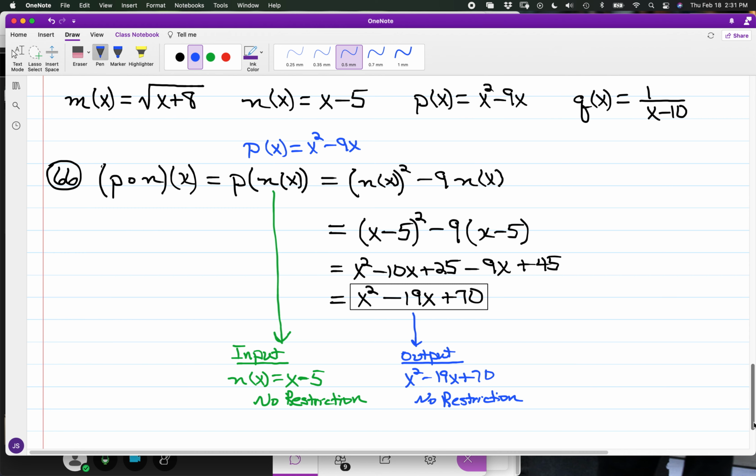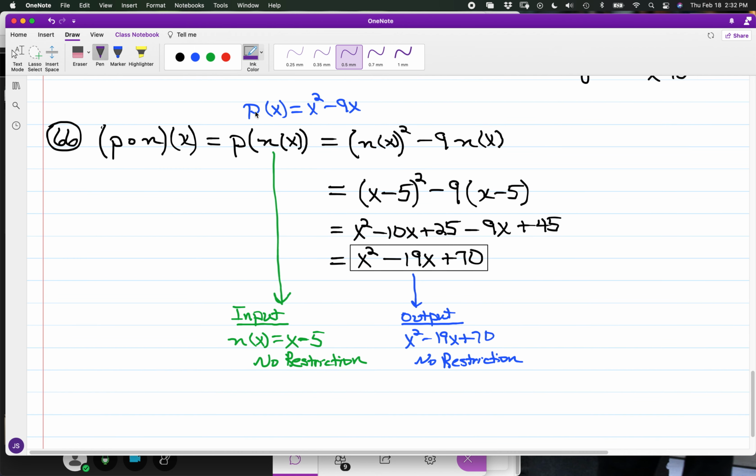And so between the input and the output, between the two, you have no restriction at all for the composition. And once again, for the domain of the composition, we're going to have the set of all real numbers.